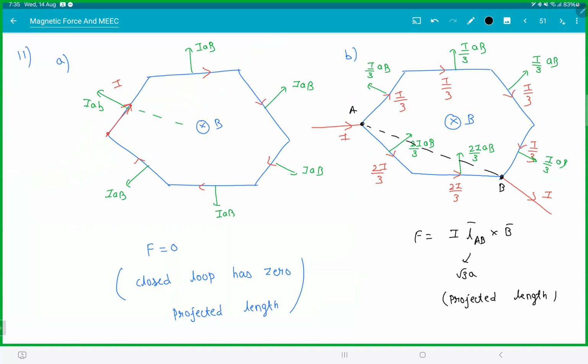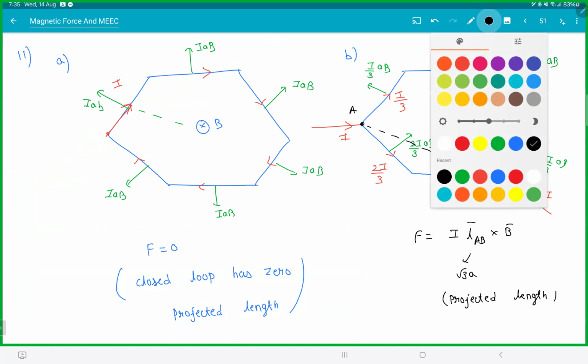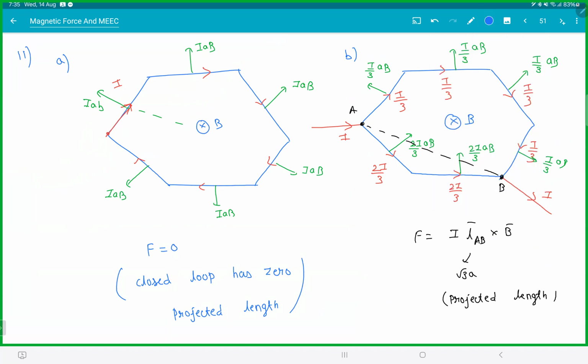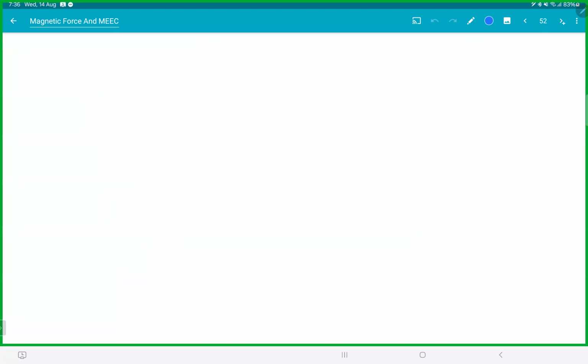Clear with this? This would be a standard question, Mains or BITS level question. This is find the force on the loop. Let's see one more. Turn the page. Any doubts on this? Vidyut, clear with this? Swastika, clear? Udayan? Neil? Great. Let's see the next one.